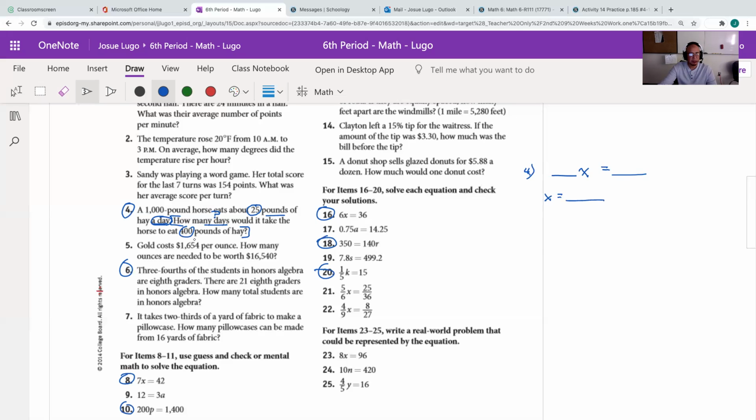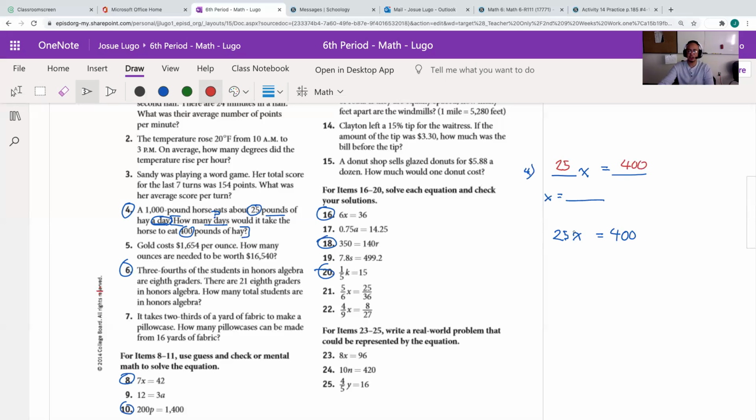So again, this is number 4. And again, we're trying to get to 400 pounds. And we know he's going to eat 25 pounds, but he's going to be doing that for multiple days. So I'm going to multiply that times the number of days, and that's what I'm looking for. So whenever you put this on Schoology, it's going to be 25 x is equal to 400. That is my equation. Now let's find out the value of x.